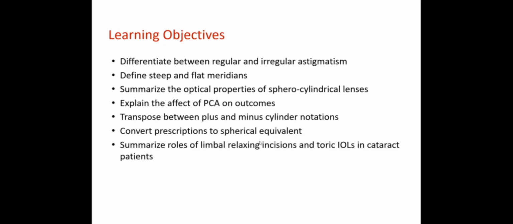So spherical equivalent is a solution to astigmatism. It's not correcting the astigmatism 100%, but there's a way to minimize the effects of astigmatism through using this equivalent. And then we'll talk about the different ways of correcting astigmatism. Of course, this is not the only method, but there are also other methods of correction.